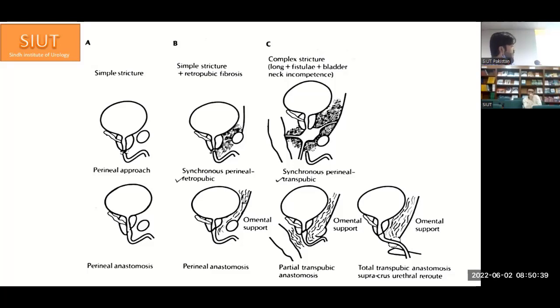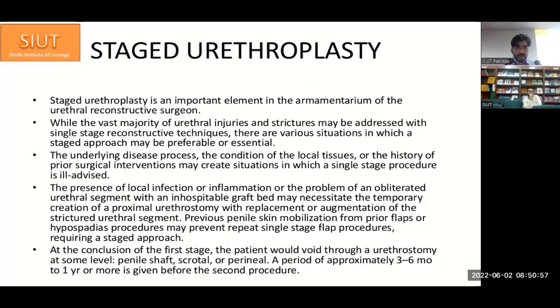This is the perineal anastomosis. Perineal anastomosis with omental support, or partial transpubic anastomosis with omental support. This is the total transpubic anastomosis, supracrural urethral rerouting with omental support. Stage urethroplasty.